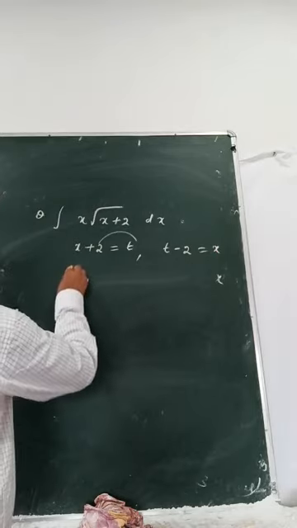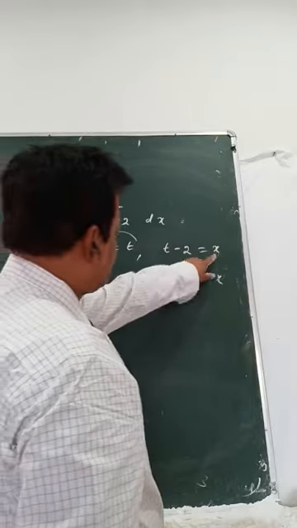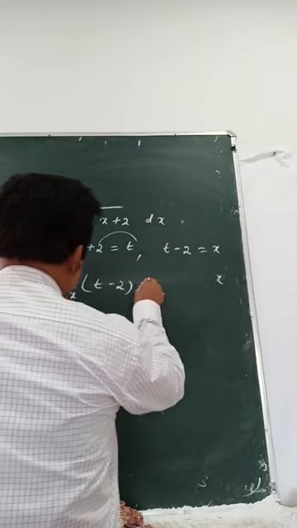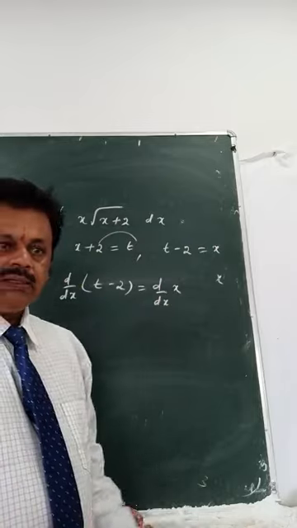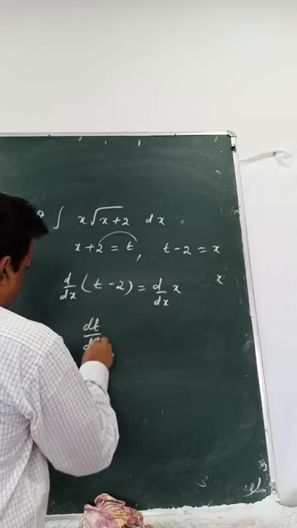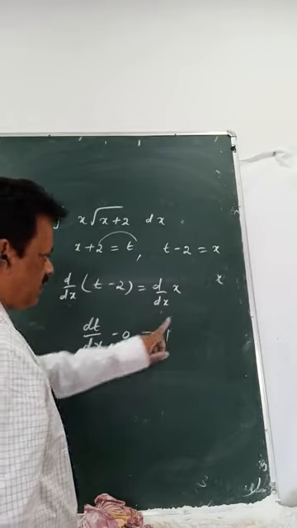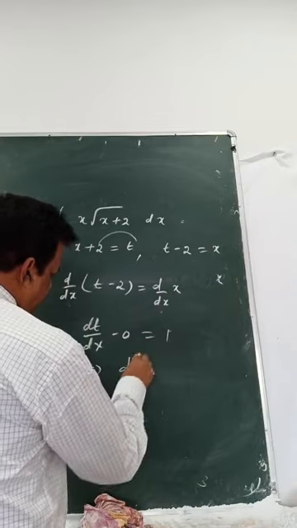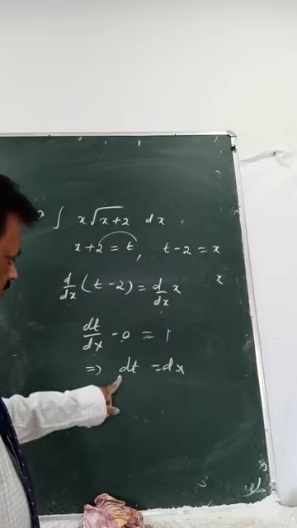So d/dx of t minus 2. Why did I write this? Because we have an x here, we can put the value. d/dx of t minus 2 equals d/dx of x, partial derivative both sides. Then I will find dt by dx minus 0 equals 1, because dx by dx is 1. So if you ignore 0, then dt equals dx. 0 has nothing to do here. So dt equals dx.